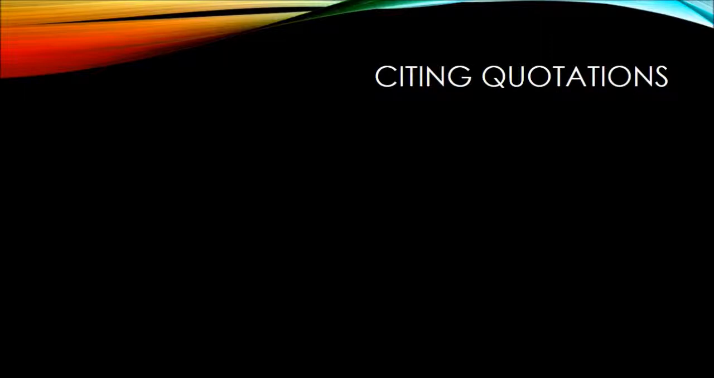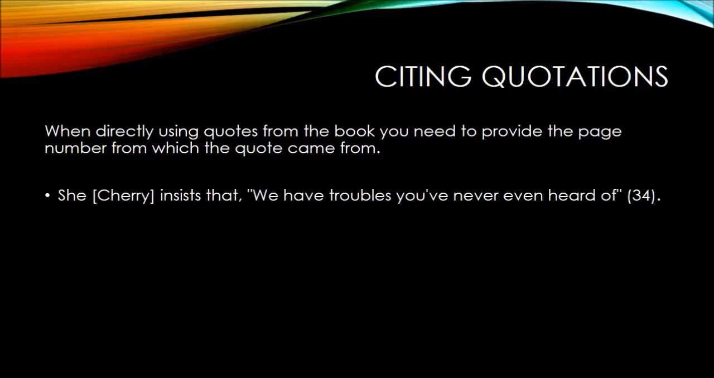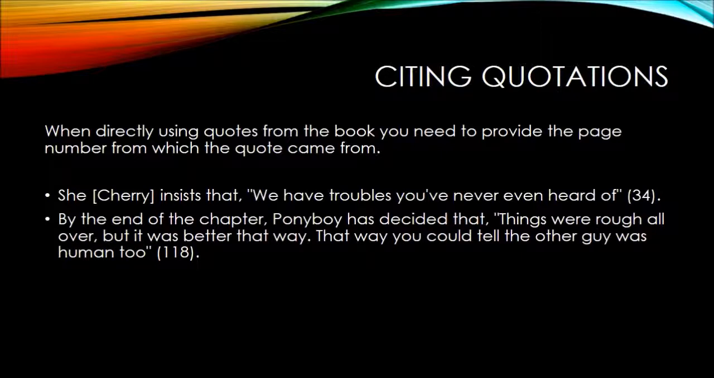Here is how you begin to cite quotations in your writing. When directly using quotes from the book, you need to provide the page number from which the quote came from. Here is an example from the book The Outsiders. She, meaning Cherry, insists, "We have troubles you've never even heard of." Page number 34 goes in parentheses with the period following. By the end of the chapter, Ponyboy has decided that things were rough all over, but it was better that way. That way you could tell the other guy was human too. This was found on page 118.